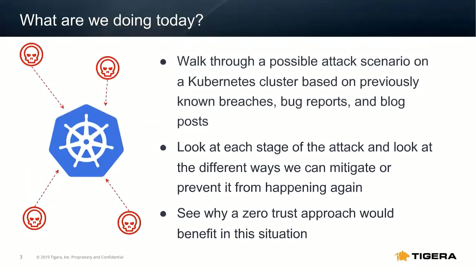So what are we doing today? We will walk through a possible attack scenario that I've made based on high-profile breaches, bug reports, and blog posts. We will look at each stage of the attack, and then we can see the different ways we can mitigate or prevent it from happening again. We will also try to see why a zero trust approach would benefit in this situation.